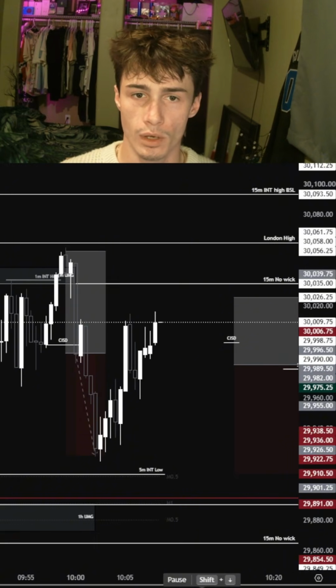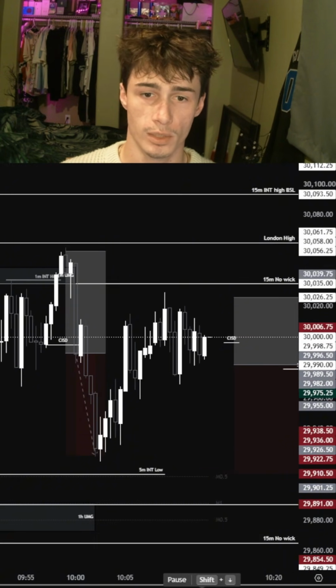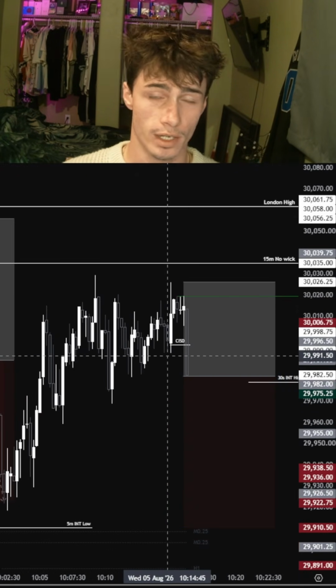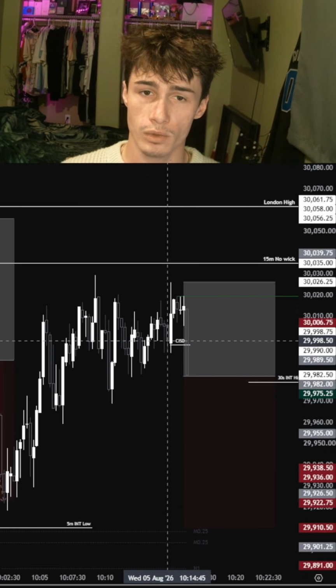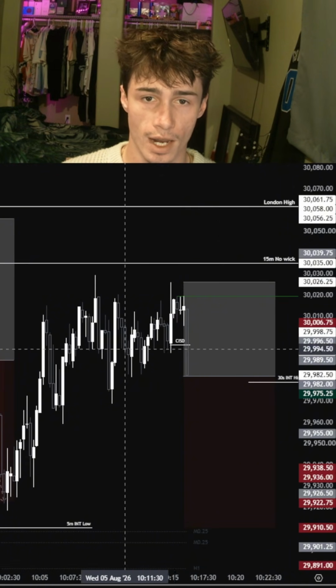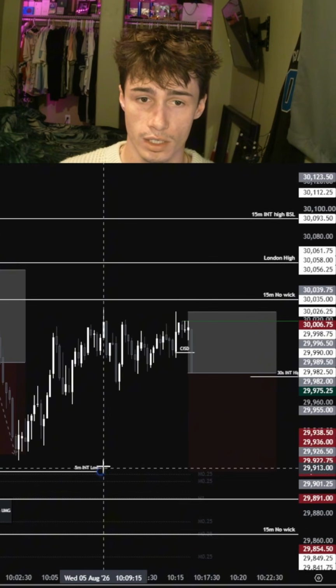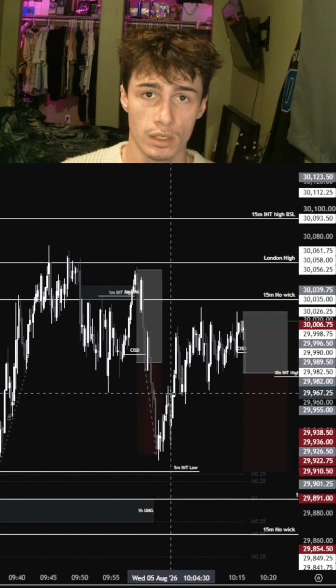Continuing on with the day, we end up consolidating and chopping around until about 10:15, where we get our second valid setup. 10:16, we get a 15-second to the downside with the change in state of delivery on it. What I don't like about this is we failed to manipulate this high here. Besides that, mechanically, it's another valid setup with a clear target at this 5-minute intermediate low formed earlier in the day.